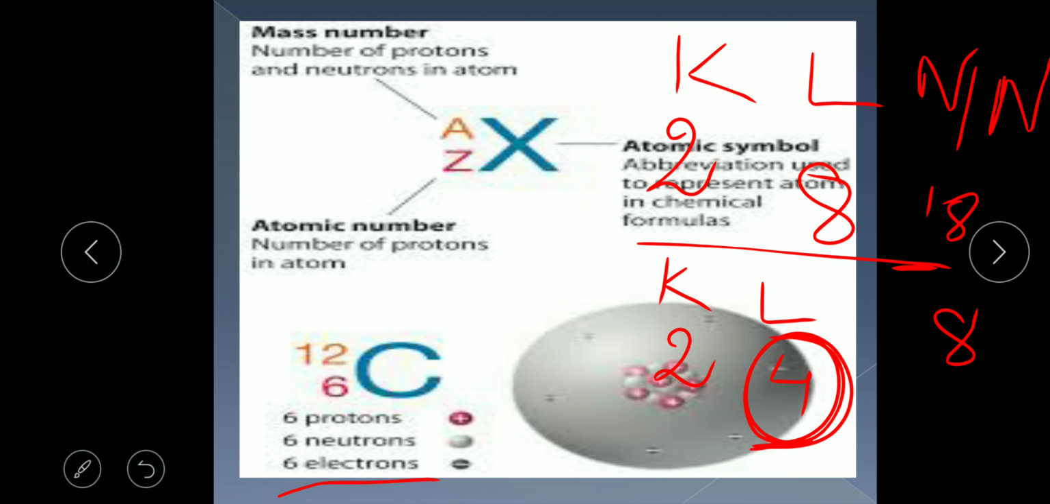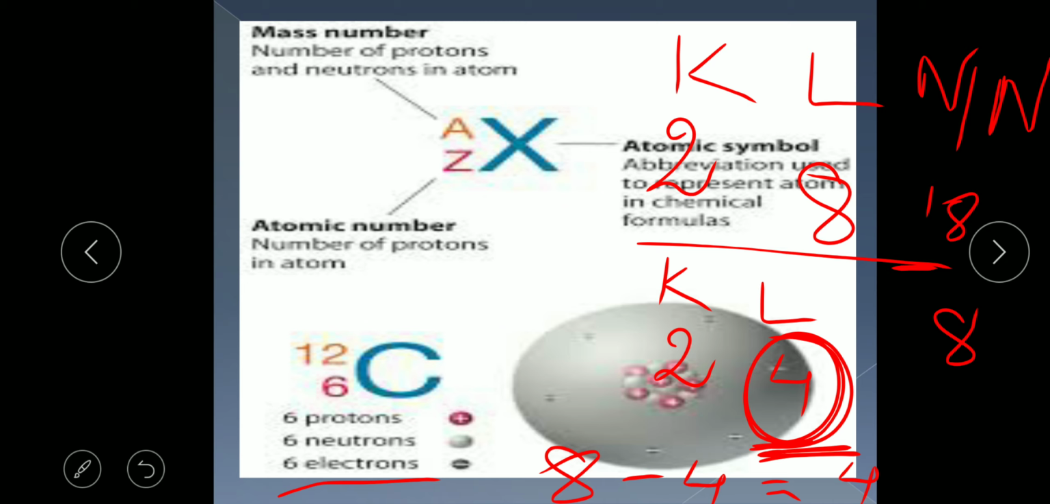This L cell is the outermost cell of the carbon atom, and according to the octet rule, how many electrons should be in the outermost cell? That is 8. How many electrons does carbon have? That is 4. So what will be its valency? That is 8 minus 4 equals 4.